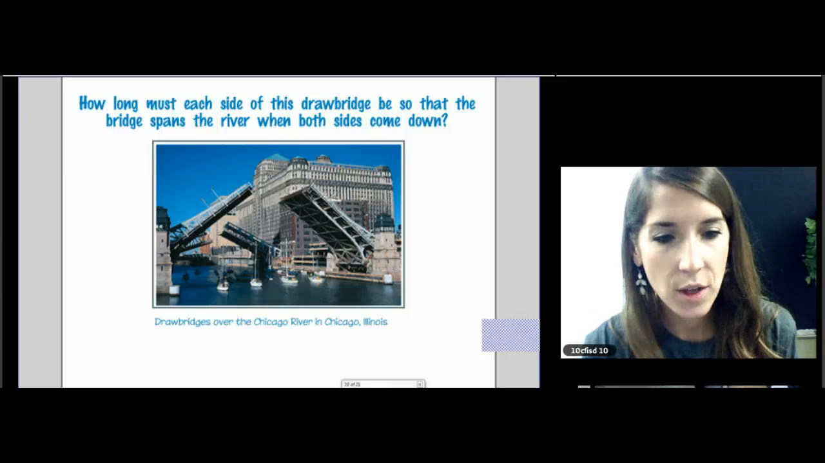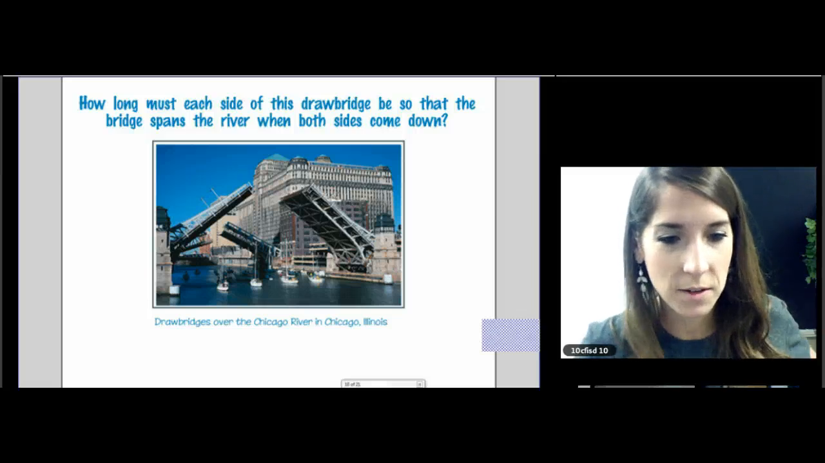Here are some drawbridges over the Chicago River in Chicago, Illinois. My husband's actually working on a building in Chicago. He goes there all the time.